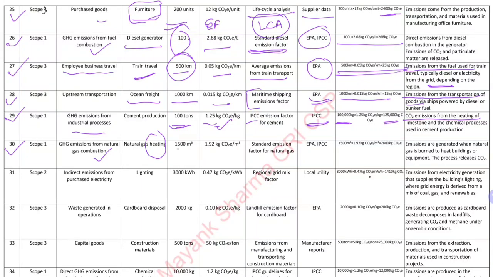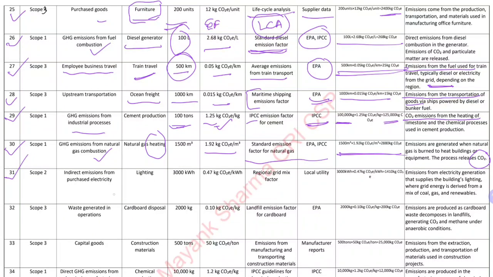What is the quantity of gas used? That is 1500 cubic meters, multiplied with the emission factor, you will get the answer for this. But what is the source of the emission factor? From EPA, IPCC website, the standard emission factor for natural gas we are using. As the natural gas is burned to heat the buildings or equipment, in this process it releases CO2. So this is how we get the calculation done.